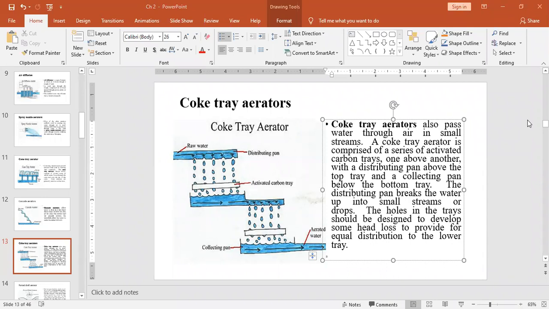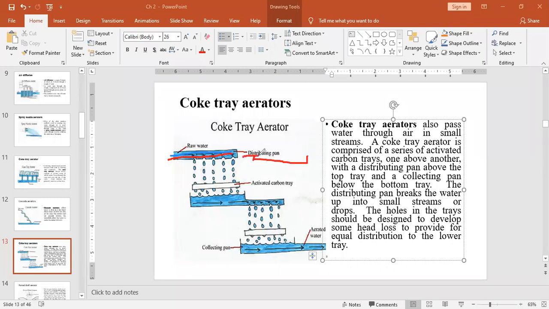Here, a coke tray aerator. Coke tray, you can see here the raw water provided. Raw water is provided over here. Raw water is coming through this string and through the holes, or you can say this is a distributing pan, a plate, it will be like this plate.